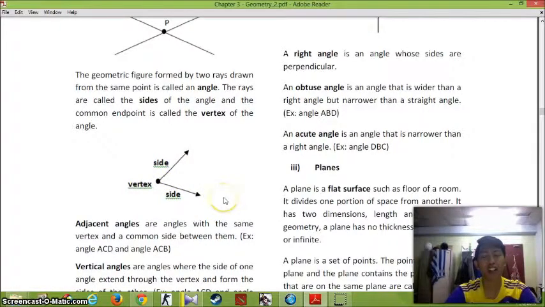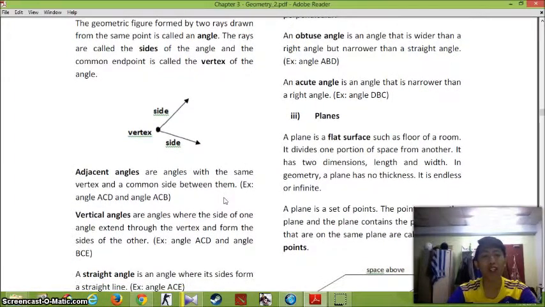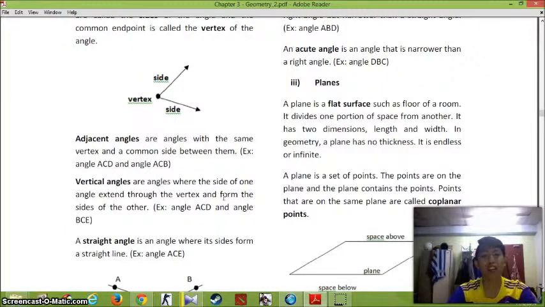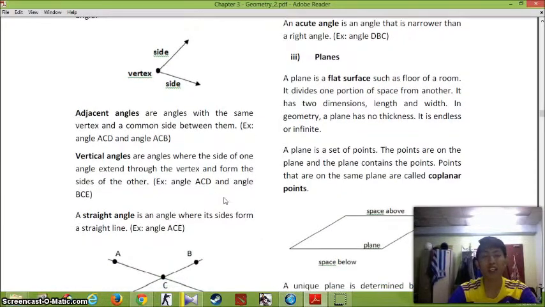Adjacent angles are angles with the same vertex and a common side between them. Example: angle ACD and angle ACB. Vertical angles are angles where the side of one angle extends through the vertex and forms the side of the other. Example: angle ACD and angle BCE. Meanwhile, a straight angle is an angle whose sides form a straight line. Example: angle ACE.